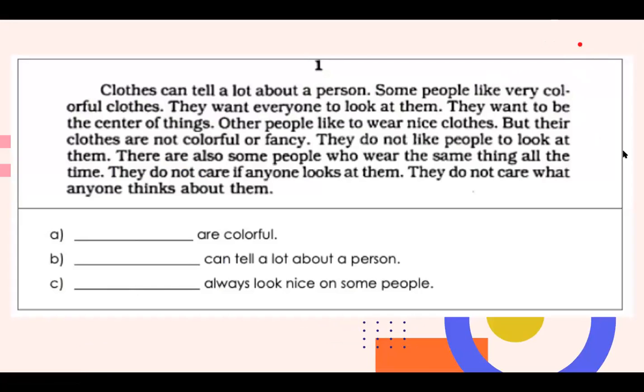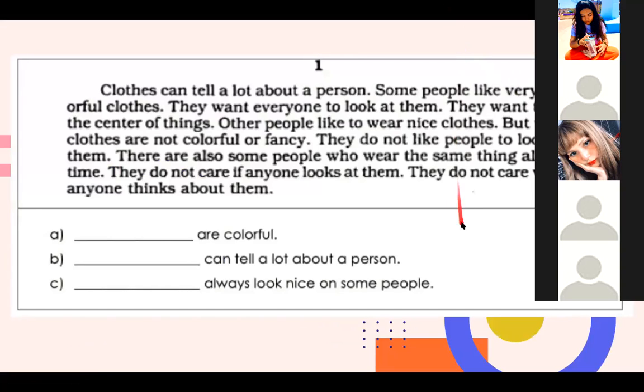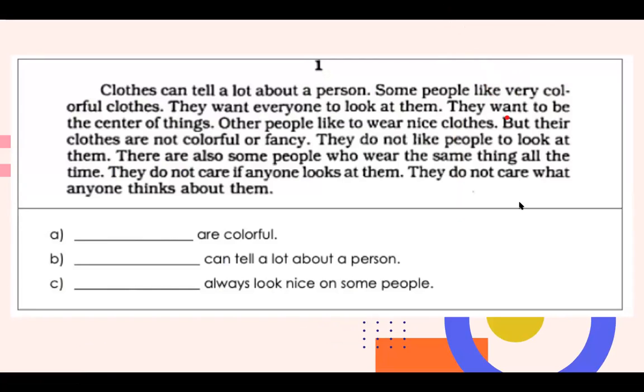Okay, so here we have a text. I'm going to pick someone to read. Denise, can you read, please? Clothes can tell a lot about a person. Some people like very colorful clothes. They want everyone to look at them. They want to be the center of things. Other people like to wear nice clothes, but their clothes are not colorful or fancy. Okay, thank you. Can you pick someone else? Okay, Sigrid, go ahead.